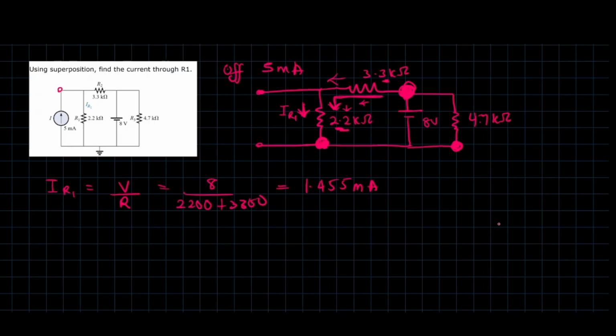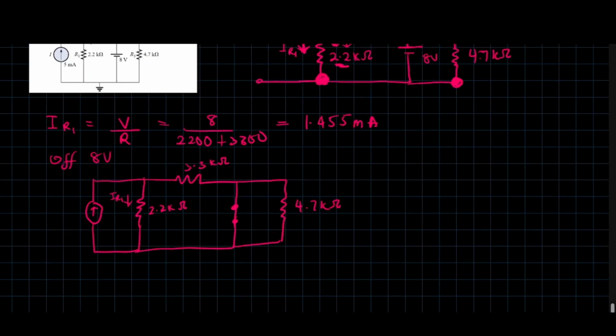You can also use mesh analysis if you want. I already told you. Now next we're going to turn off the 8 volts. To turn off a voltage source, you have to short circuit it. So now I've shorted the 8 volt source at this point.